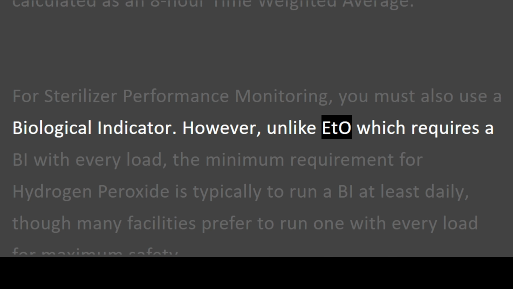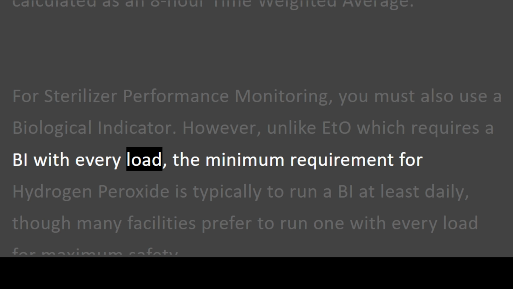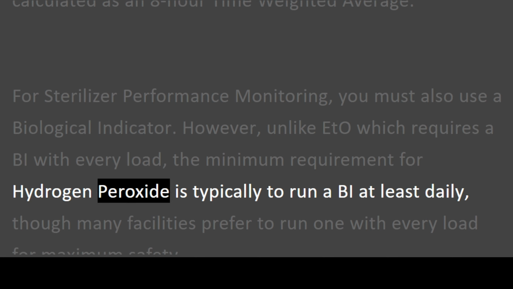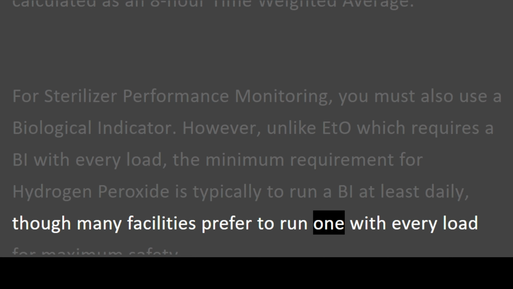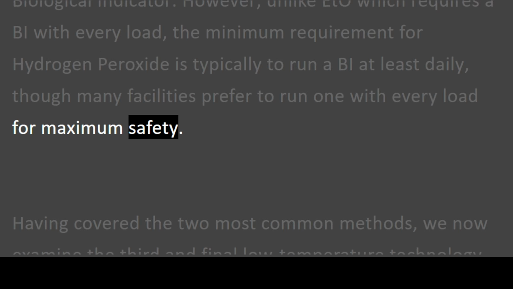However, unlike ETO, which requires a BI with every load, the minimum requirement for hydrogen peroxide is typically to run a BI at least daily, though many facilities prefer to run one with every load for maximum safety.